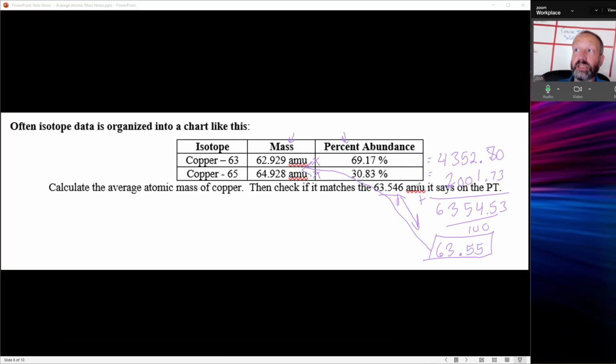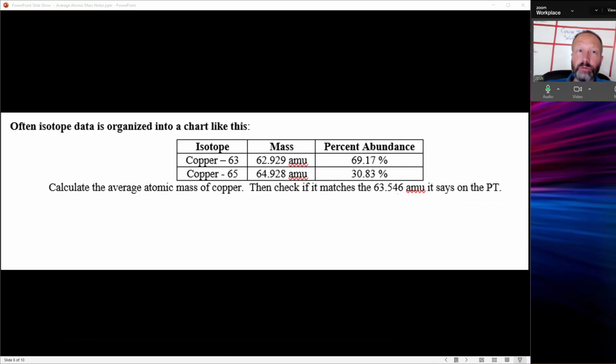Okay, so this is how it works. This is how scientists did it. This is the technique. Again, same three steps: mass times the percent, add up, divide by 100. Those three steps. That's all you have to do. You just do them over and over again. Okay, I'm going to clear, and we're going to move on to my last example here.